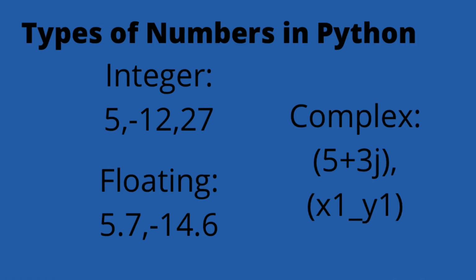In Python, there are three types of numbers: integer, floating, and complex numbers. Today, we will be talking about integer and floating numbers, since these are more commonly used in beginner programs. Integer numbers in Python are pretty self-explanatory, as they are any positive or negative whole numbers. Floating numbers, on the other hand, are any decimal or fractional numbers.